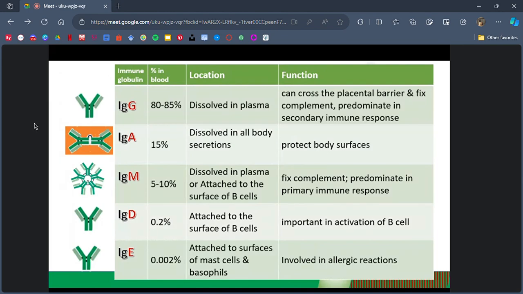IgD is the antigen binding receptor bound to B cell surfaces with an important role in the activation of B cells. And IgE are usually attached to mast cells and basophils and are involved in allergies.